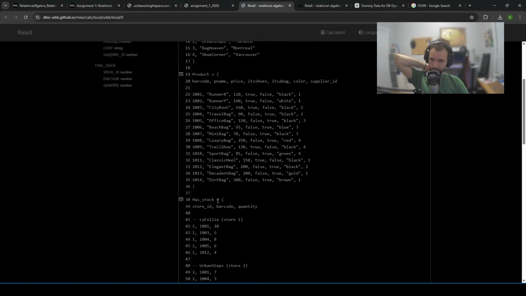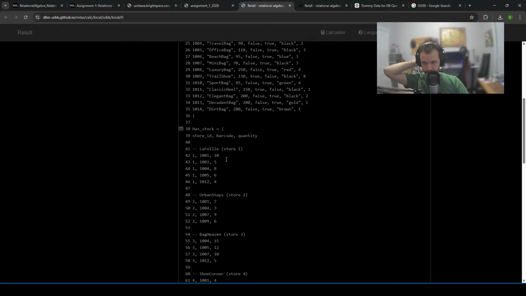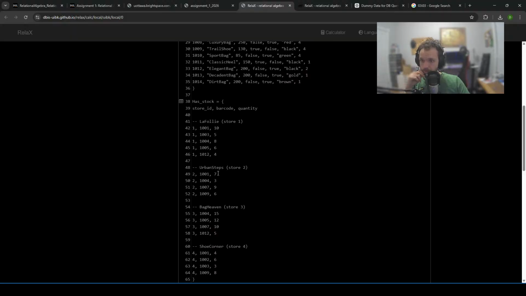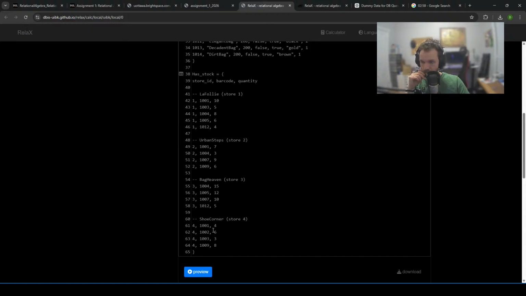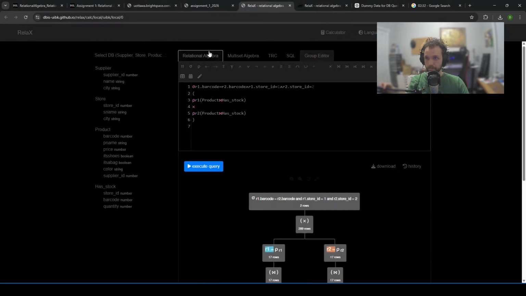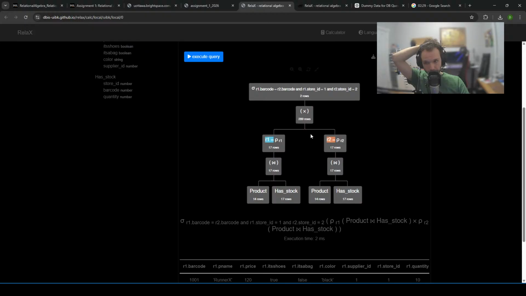All right. 101 and 101. So it's basically the intersection of these two sets, essentially, which is 101 and 104. Okay, yeah, this is fine. Actually, intersection makes way more sense for this case. But yeah, store 1 and store 2. This works fine.